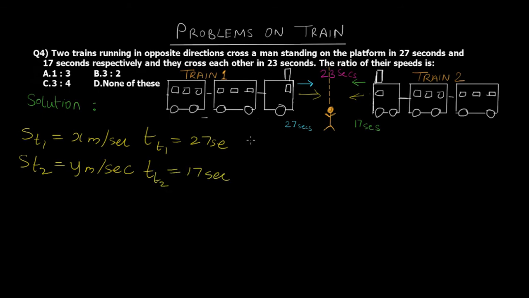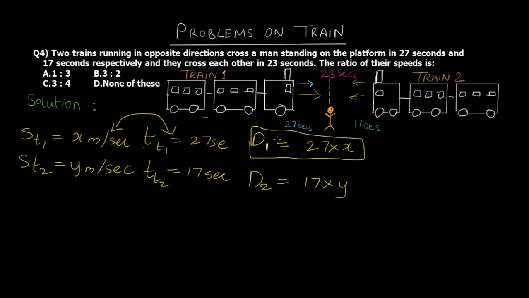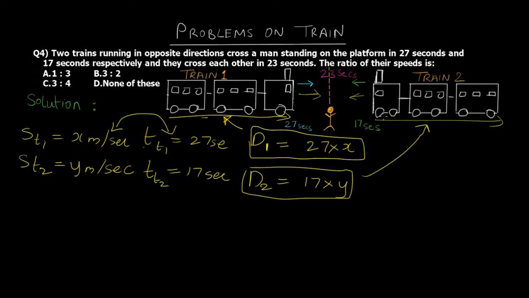Now by the formula, distance is equal to speed into time. So distance 1, the distance traveled by train 1, is going to be speed into time, so we have 27 into x. Similarly distance 2 is going to be 17 into y. And this distance d1 is going to be the length of train 1, and this distance d2 is going to be the length of train 2, because when train 1 passes this man completely, it covers its own length, and when train 2 passes this man in the opposite direction completely, it again covers its own length. So distance is going to be equal to the length of their respective trains.